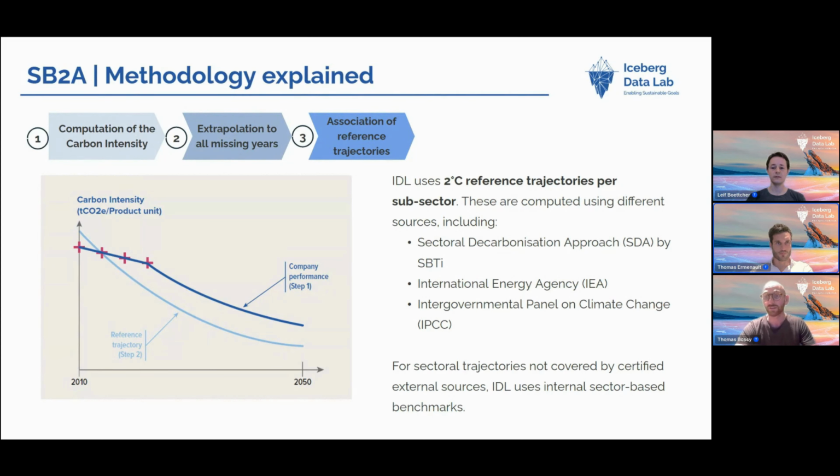So for some sectors, they basically define an ideal and Paris compliant trajectory of decarbonization. So that's the reference we will take. But for other sectors, this kind of reference does not exist. So we need to create our own, based most of the time on sectoral data, but also on internationally recognized frameworks and agencies like the IEA or the IPCC.